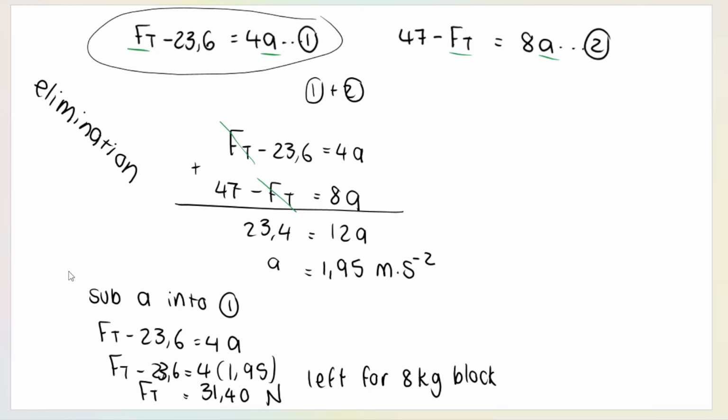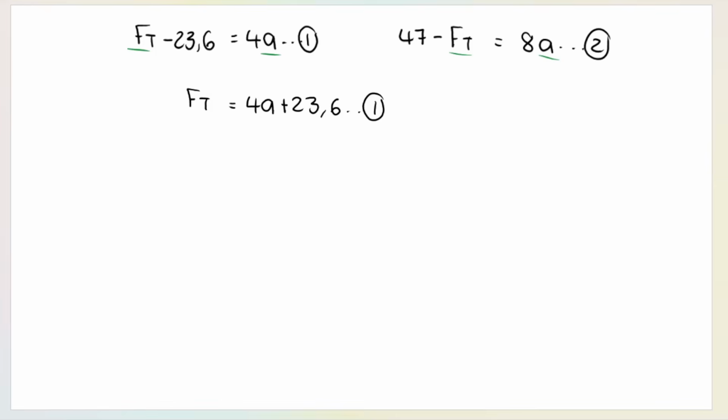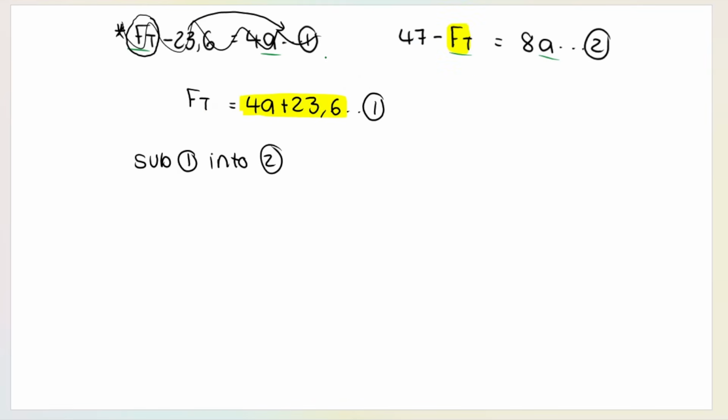However, another way we can do it is by using substitution. So remember, when you do substitution, you take one of your equations. So I took the first equation and I made tension the subject of the formula. I did the inverse operation for minus 23.6, which is plus 23.6. You took that over, remember, to get tension by itself. And we created a new version of formula number 1. Then what we're going to do is we're going to sub number 1 into number 2. So what number 1 says is tension is equal to all of this.